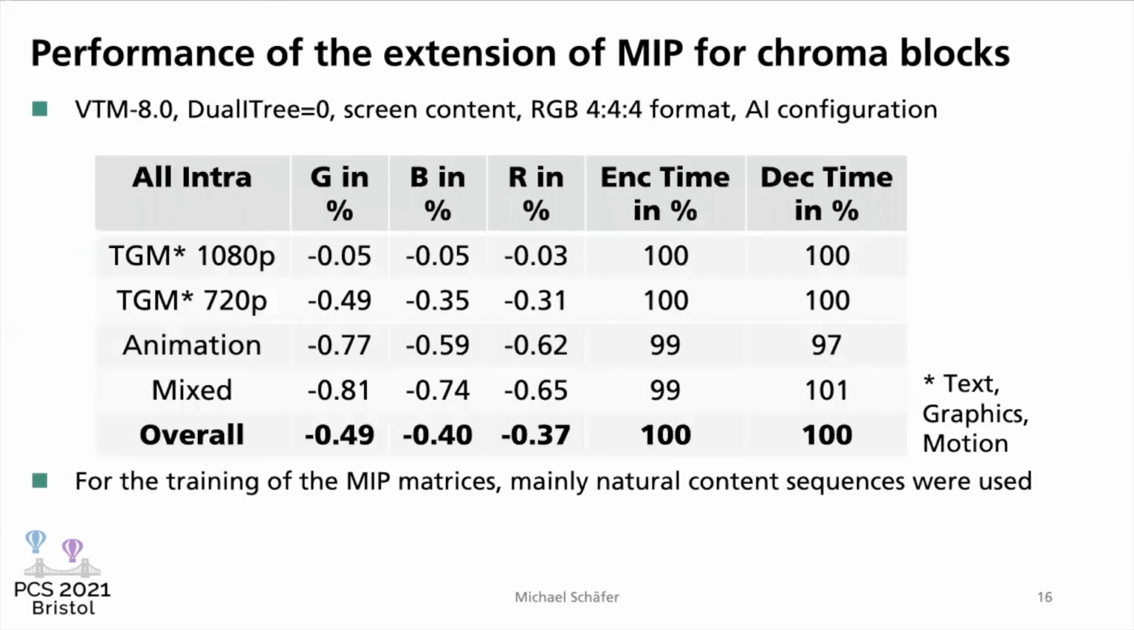Using the same settings as before, the bitrate savings for RGB screen content averages around 0.4% in the individual color components. Specifically, the gain for TGM sequences is quite low though, which is mainly due to our training database, which consists of mostly natural content high-resolution video sequences.